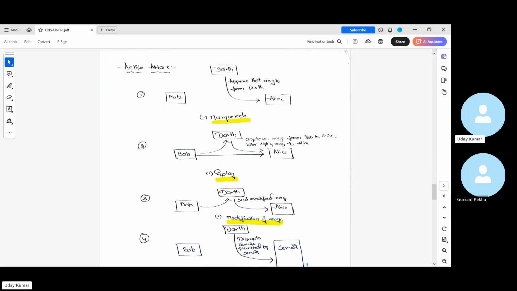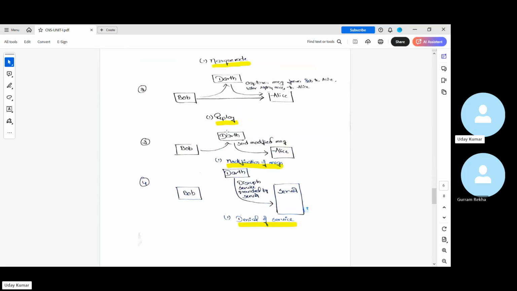Okay. Next, active attack. Bob and Alice, students. So Darth will send a message to Alice. It appears that the message is actually coming from Bob. I've just written that the message is coming from Darth, but it appears that the message is coming from Bob. So that's a masquerade.